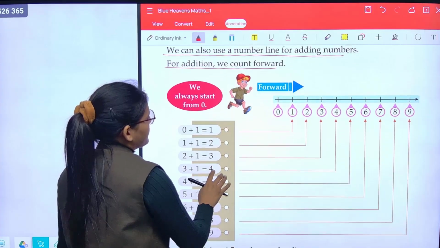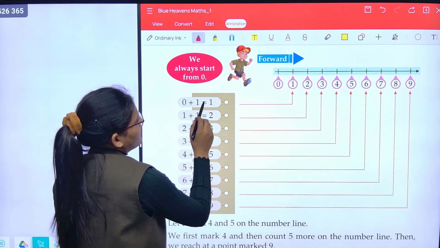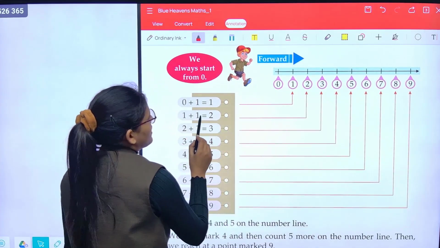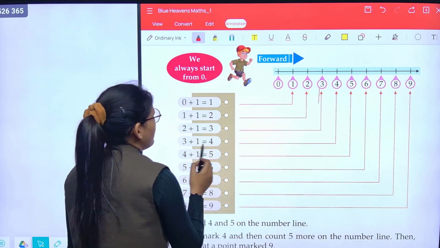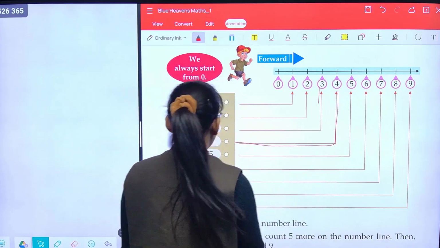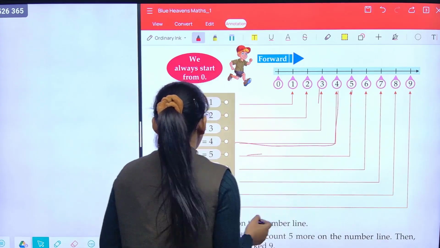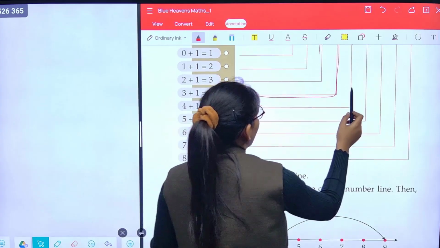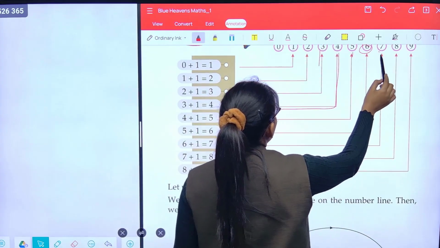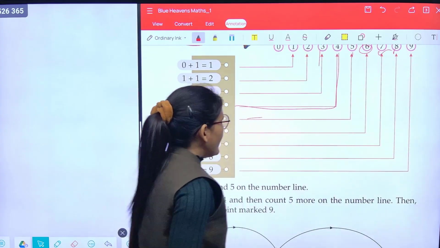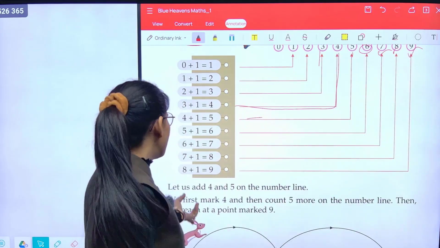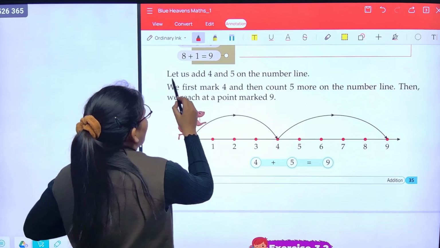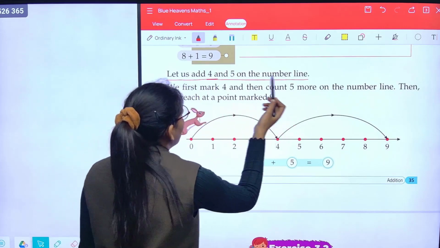Now class, see. 0 plus 1, 1. 1 plus 1, 2. 2 plus 1, 3. 3 plus 1, 4. 4 plus 1, 5. Now 5 plus 1, there is 6. 6 plus 1, 7. 7 plus 1, 8. And 8 plus 1, it is 9. Understand, class?